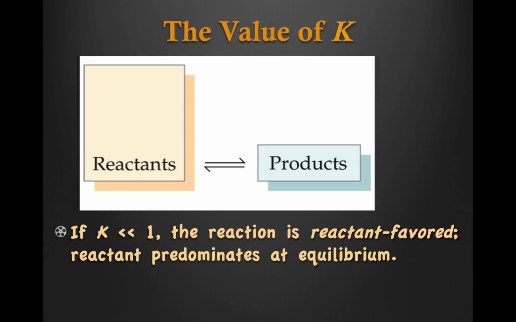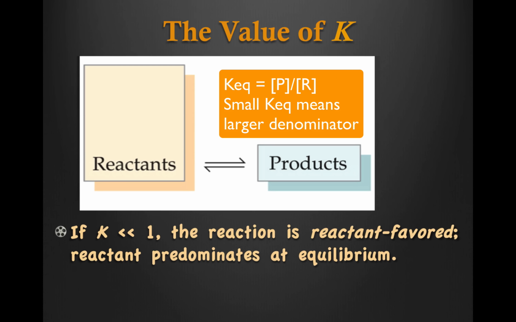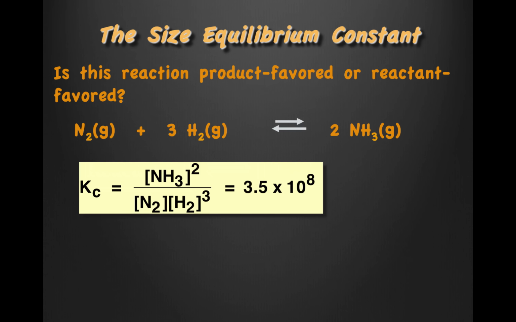When the equilibrium constant is less than 1, that means that the reaction is reactant favored and reactants predominate at equilibrium. That means that the reaction lies far to the left, favoring the formation of reactants. The reverse reaction is favored.